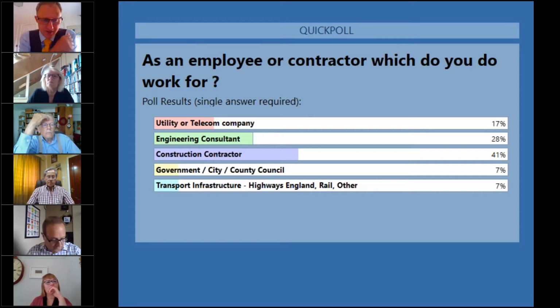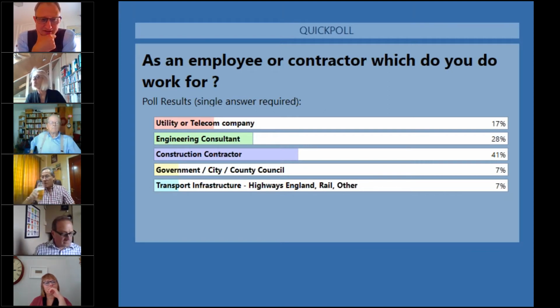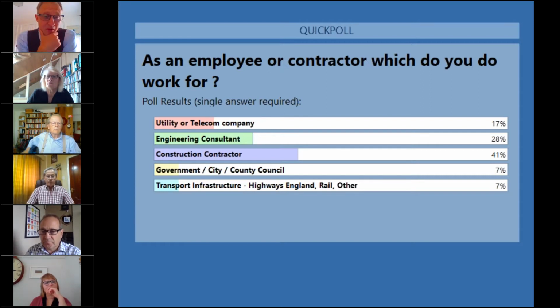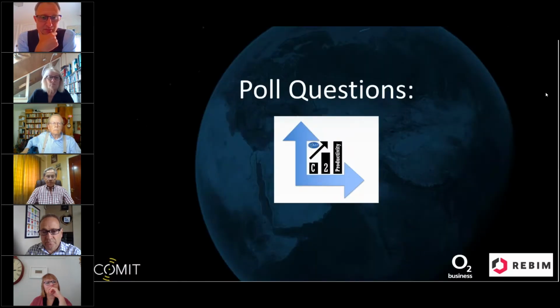Well, I'm not surprised really, because I think this is very important to those construction contractors who are working in this area. I think they probably have the biggest impact on this. And following up on that, I would have expected the utility telecoms company to be the next most interested, but it seems to be consultancy as well. So yeah. Okay. Thanks, Ian.